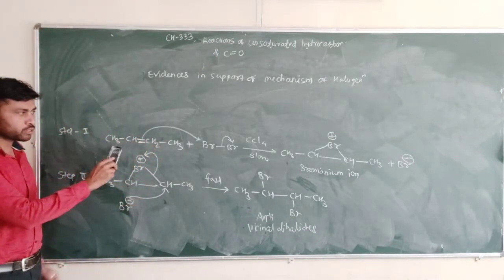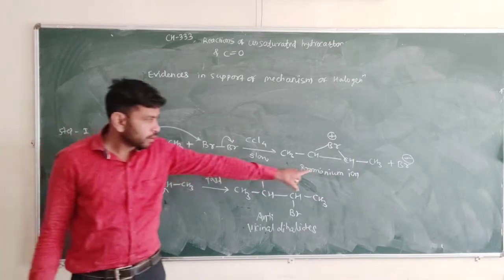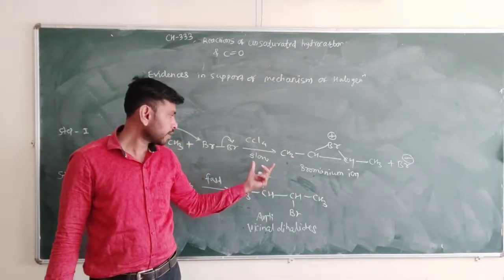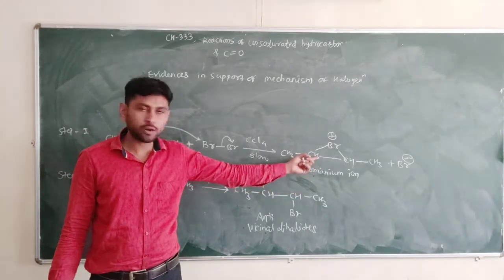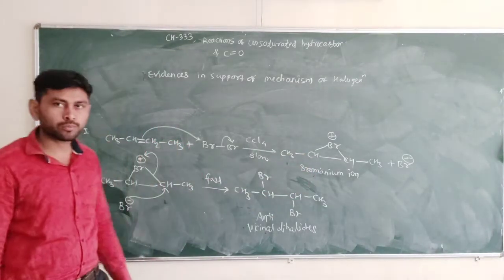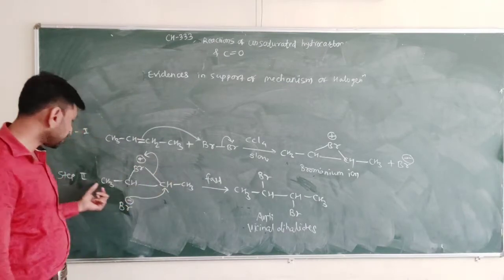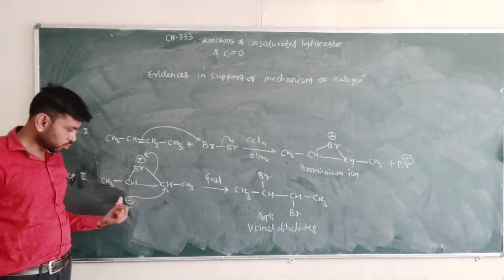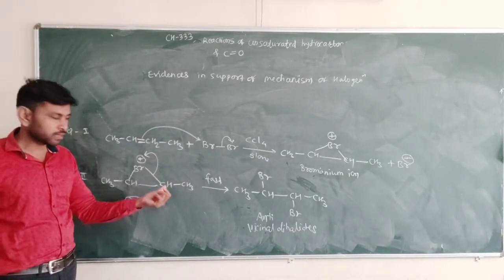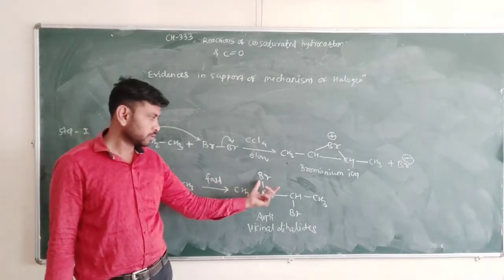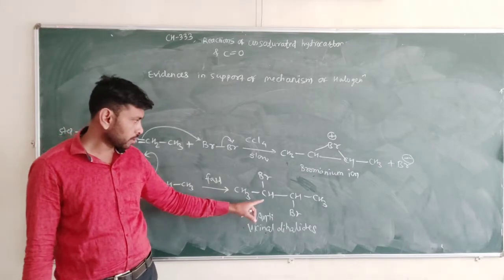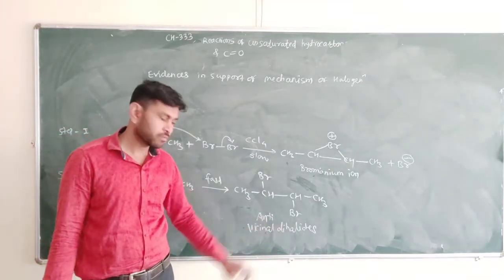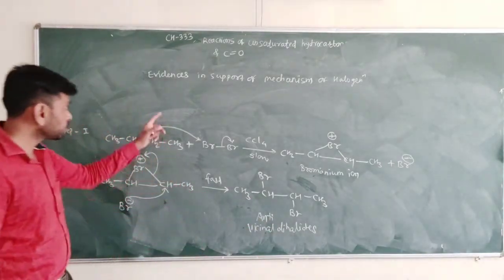The first step involves the formation of halonium ion. This is the slow step. Here bromine adds to form the bromonium ion, and in the second step the residual Br minus attacks this bromonium ion, opening this cyclic bromonium ion and forming vicinal dihalides. Okay, so this is the mechanism.